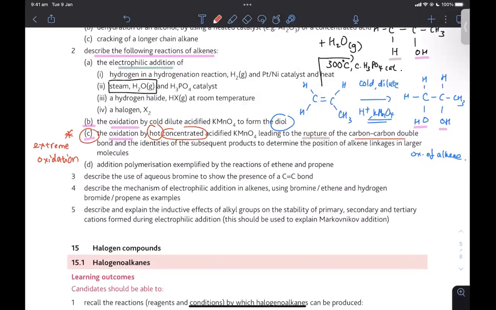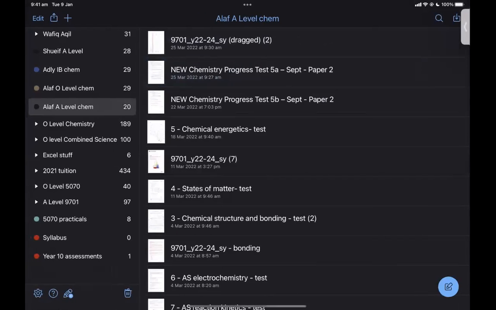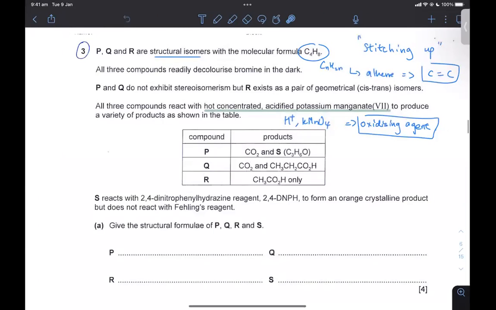and then we need to identify the subsequent products to determine the position of the alkene linkages. So that means stitch back. They don't call it that, but from the products, you need to get back the alkene. That was basically this question here, what you asked me. These are the products from oxidizing this alkene. And what you get then is this product. From this product, stitch them back up to give me the structure of the alkene.